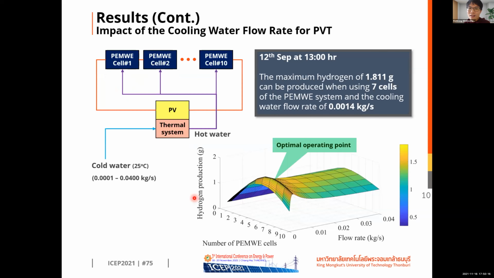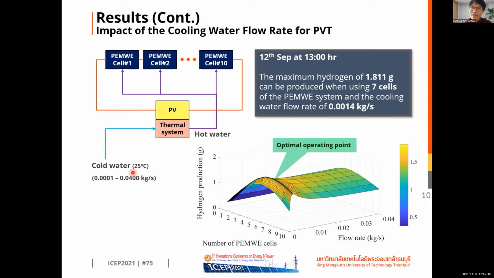Here we varied the value of the cooling water flow rate, because if we put a very low flow rate to the PVT, then we get a higher temperature, which is very good for PEM water electrolysis. But the low flow rate can extract less heat than a higher flow rate.